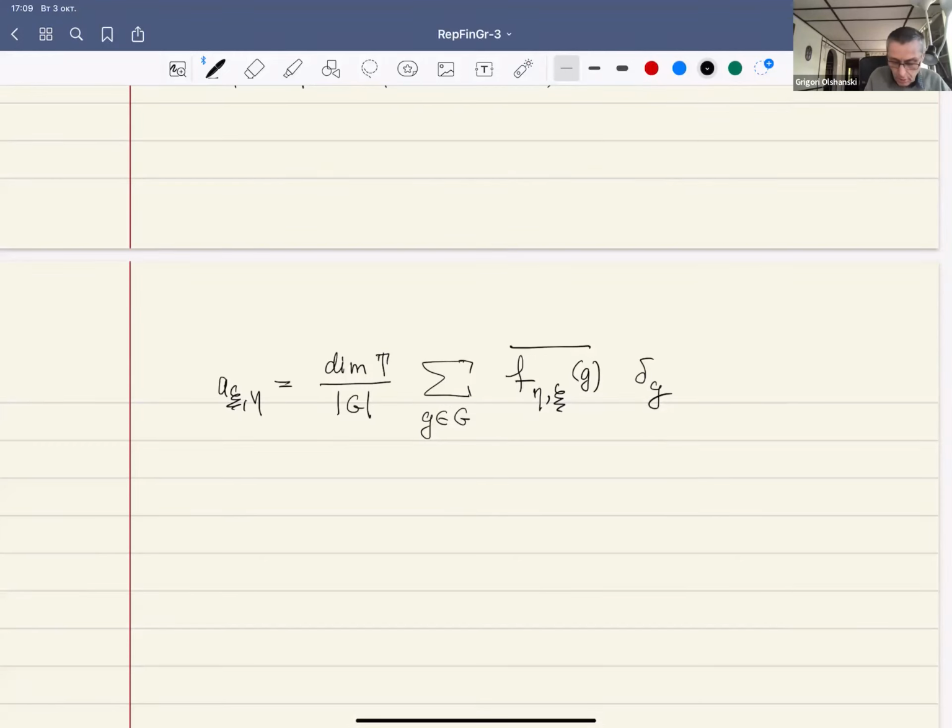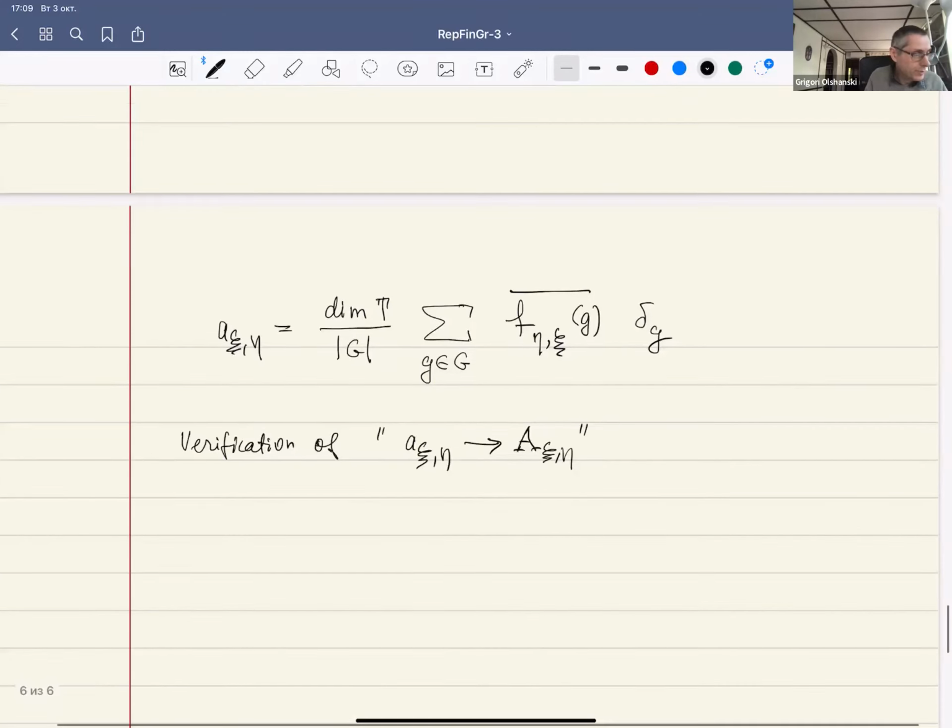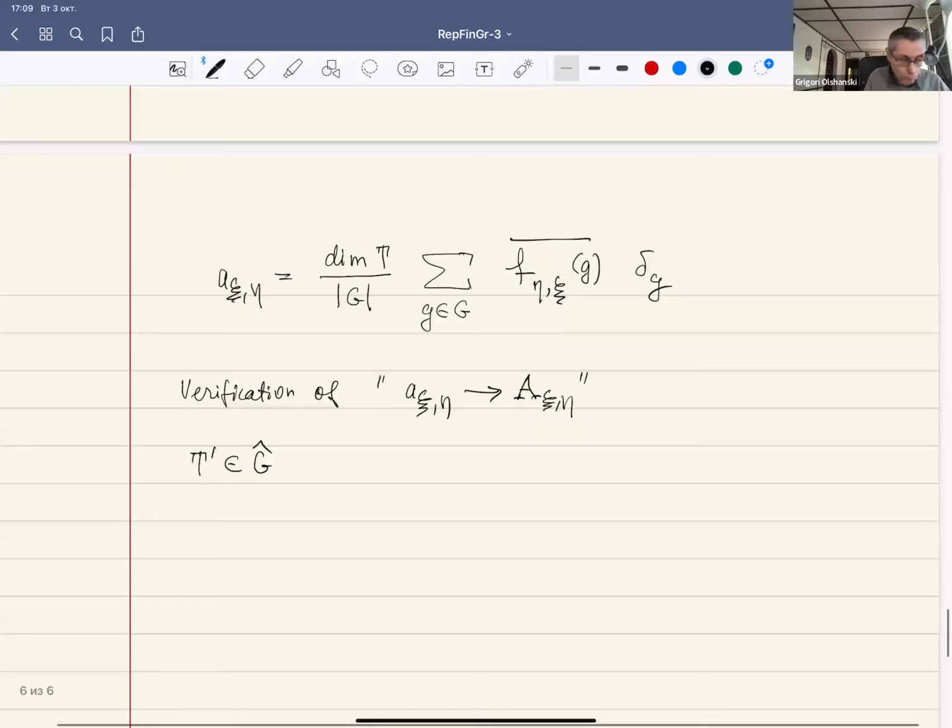So we have to check that it's indeed what we want. So check, verification of the fact that this is mapped onto. How to prove this? So let T prime be some irreducible representation. And let's compute.